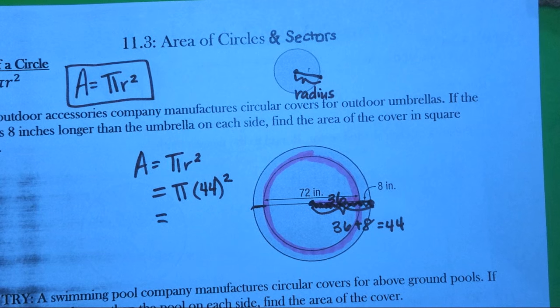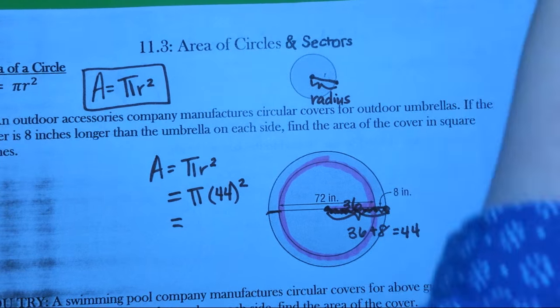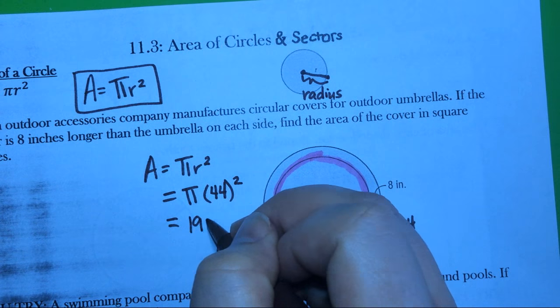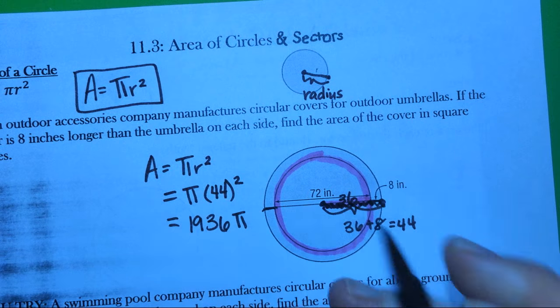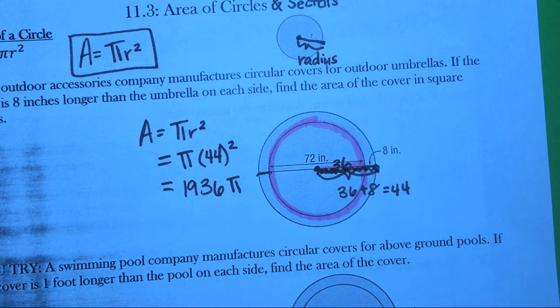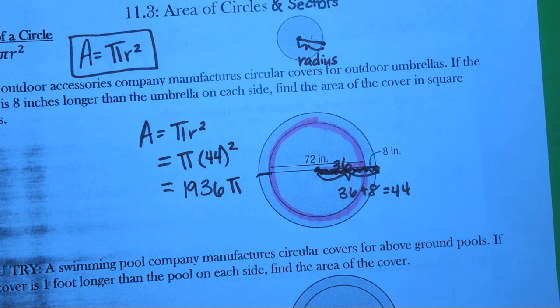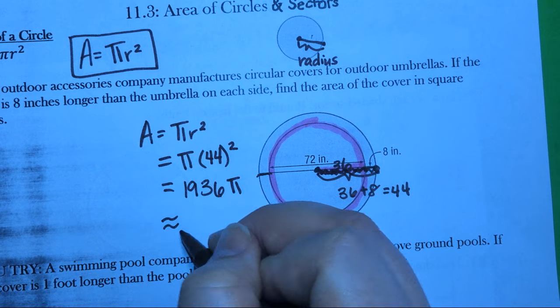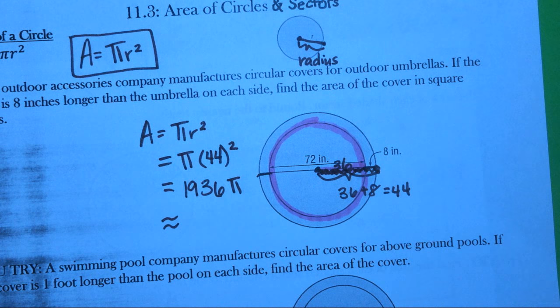Do you want the pi at the end? Yes, I want to know the number with the pi first. Okay, 1936 pi. Now, Rebecca was asking you a question. This is great, but I need an actual decimal value. Now, how to get that?